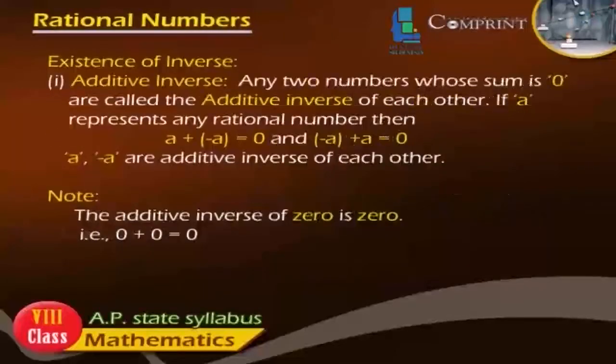Existence of inverse. Additive inverse. Any two numbers whose sum is 0 are called the additive inverse of each other. If a represents any rational number, then a + (-a) is equal to 0 and (-a) + a is equal to 0. Here a and -a are additive inverses of each other. Note, the additive inverse of 0 is 0. That is, 0 + 0 is equal to 0.